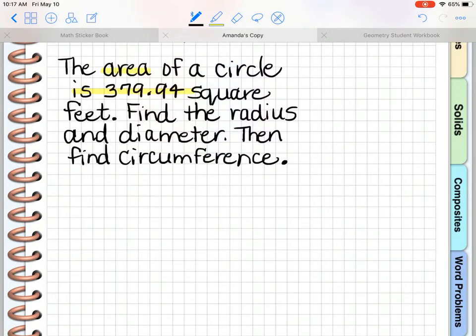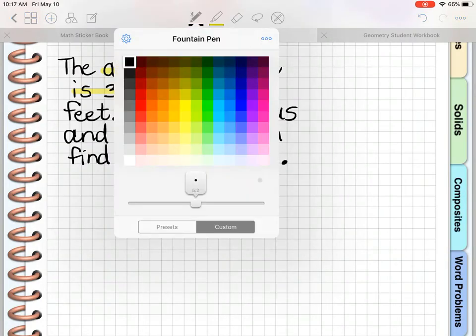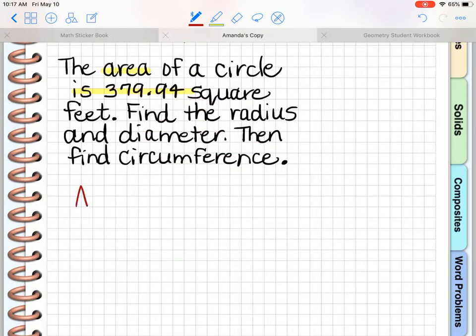So the next thing I want to do is go ahead and write my area formula down, and I'll use this color to do that. And we know the area is pi r squared. Well, they told me A, and we know pi, but we don't know r, and we'll leave that in there. So area is 379.94 because they said so. And pi we know from our memory and learning in this course.